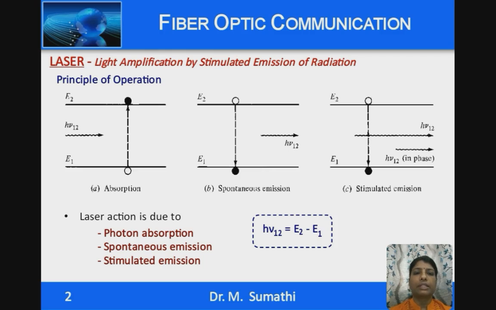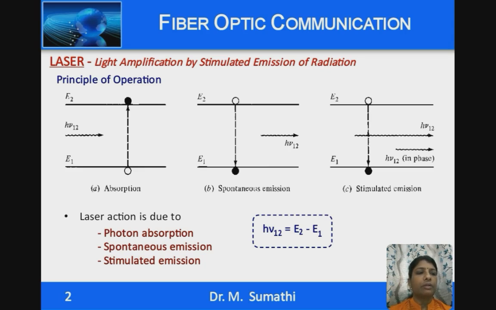Under thermal equilibrium conditions, the number of electrons in the excited state is very less compared to that in the lower energy state. Therefore, when photons are incident, there is more absorption and electrons get excited from the lower state to the higher state. In order that stimulated emission exceeds absorption, the number of electrons, or electron density, in the higher energy state should be more, and this is called population inversion. In order to have population inversion, pumping can be done.